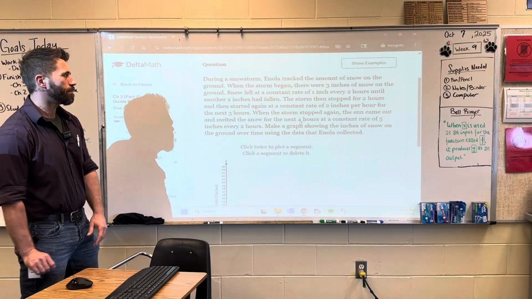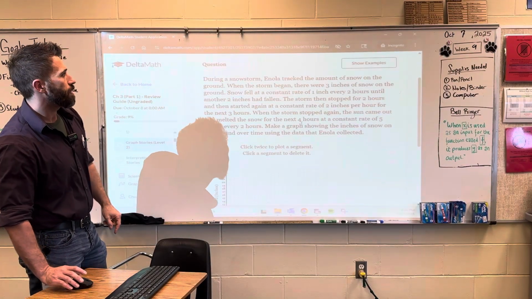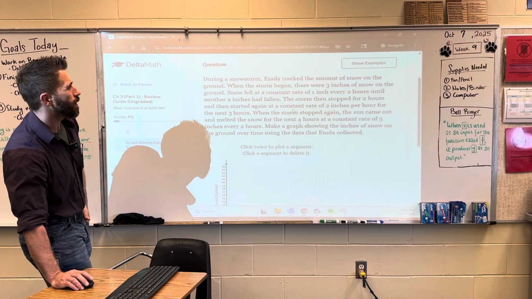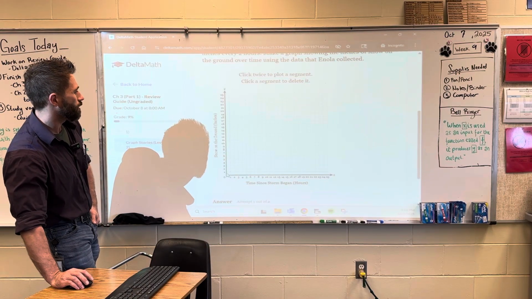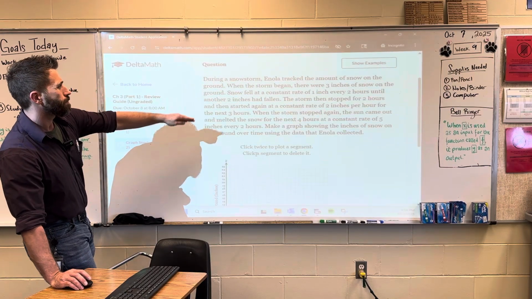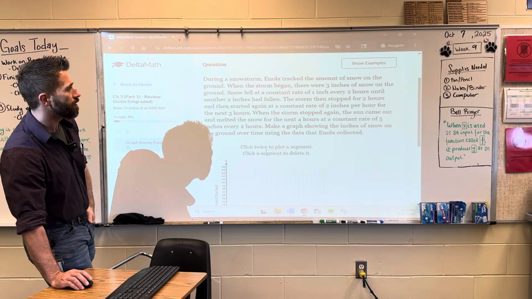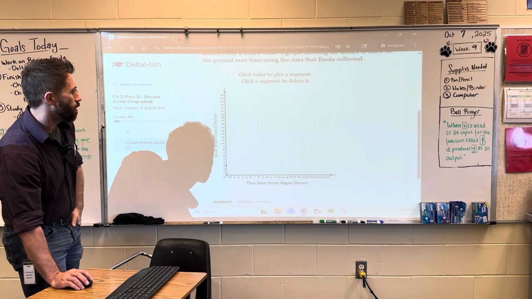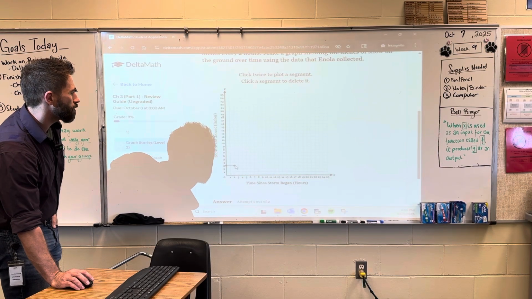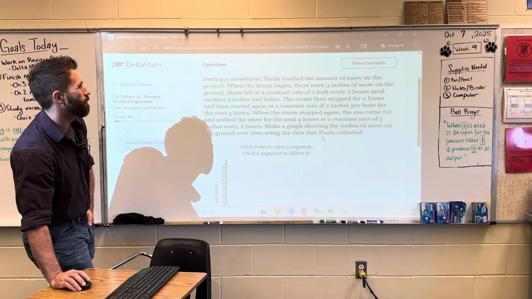This one was the same style. You're tracking the data as it goes. So I'll track the amount of snow on the ground. When the snow began, there were 3 inches of snow on the ground. So I'm going to go over here. When the snow began, there were 3 inches. I put a little dot at the 3. Snow fell at a constant rate of 1 inch every 2 hours until another 2 inches had fallen. So I would say 2 hours, I would put up another inch, 2 hours, another inch. So there we go. I've got those points right there.